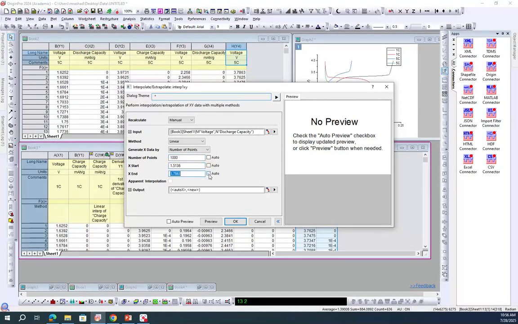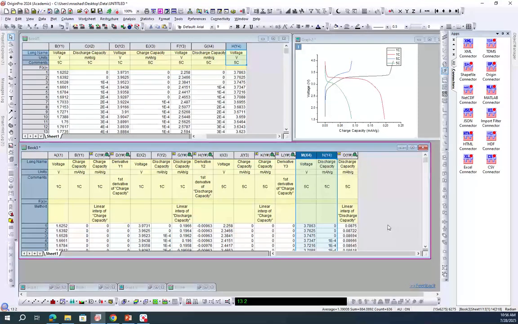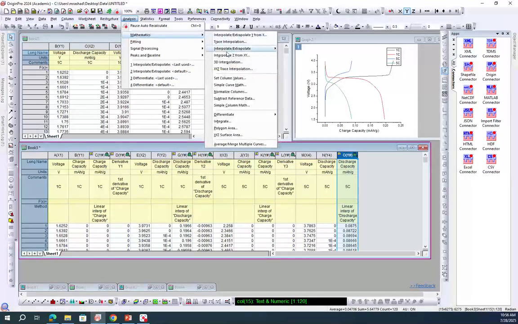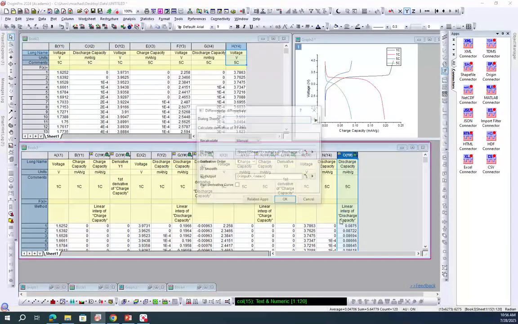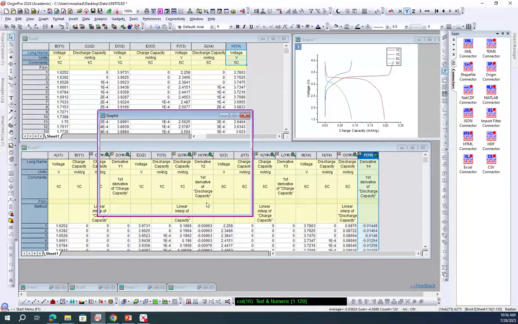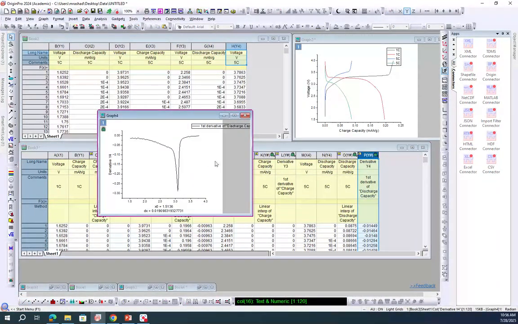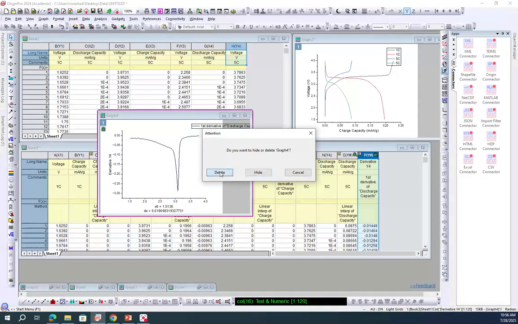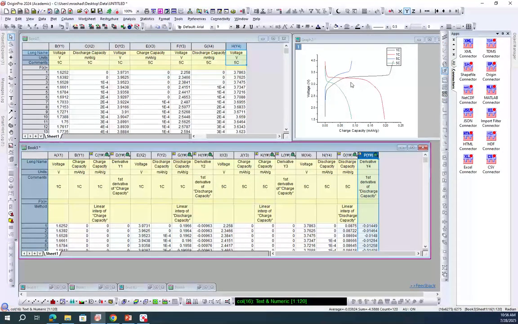Instead of auto, you can play with these values to make your graph look good. I am keeping the same just as a tutorial. Mathematics, differentiate, and so this is for the discharge process. Now I have already differentiated the capacities for the charge and discharge processes at 1C and 5C. Now I can draw them together.